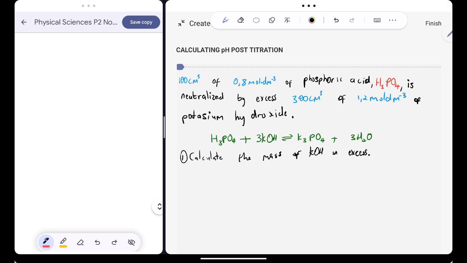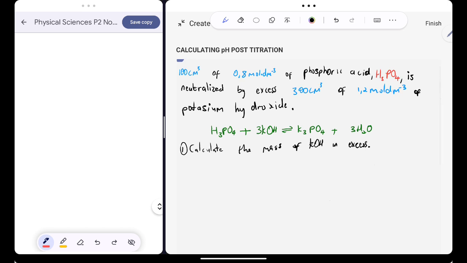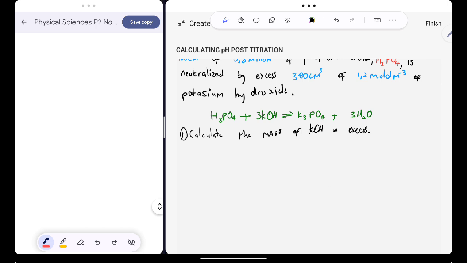In this video, we're going to look at the reaction between an acid and a base. This type of reaction is called titration or neutralization. You are trying to neutralize the acid by adding the base into the acid, or basically you're trying to increase the pH value of the acid by adding the base into it, or you're trying to lower the pH of the base by adding an acid into it.